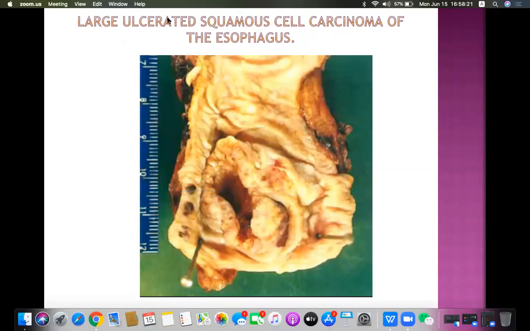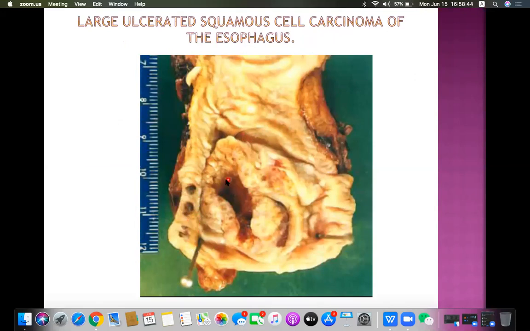Now see here, okay. Now this is a real pathological specimen, which is showing us a big mass here. Look at this mass. Okay, you follow this pointer. See, this whole thing is a mass.